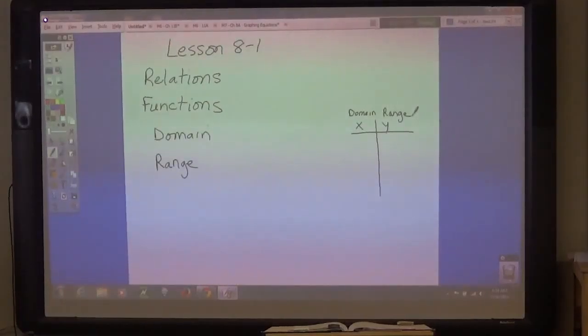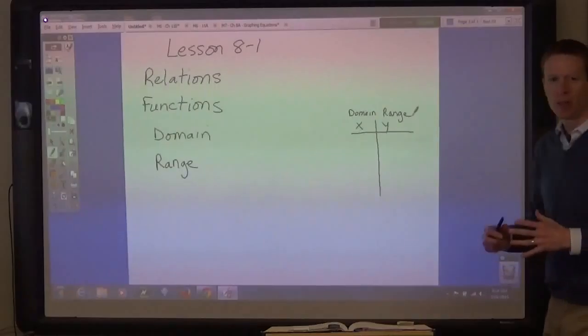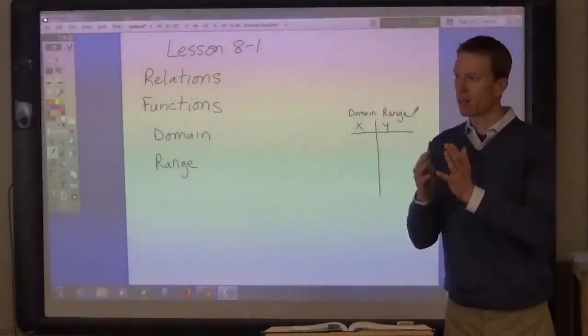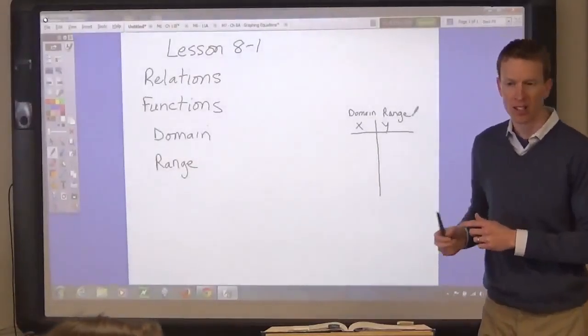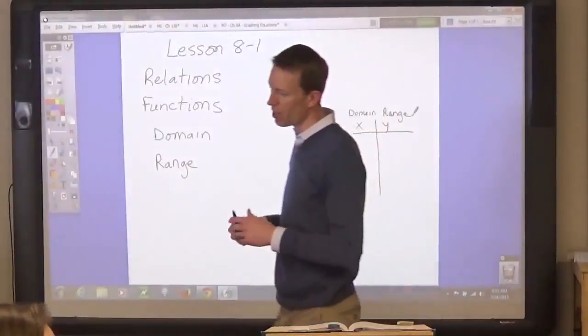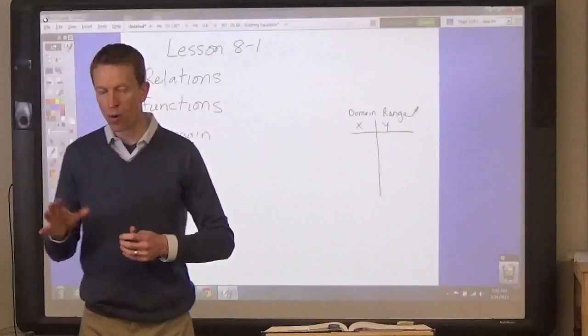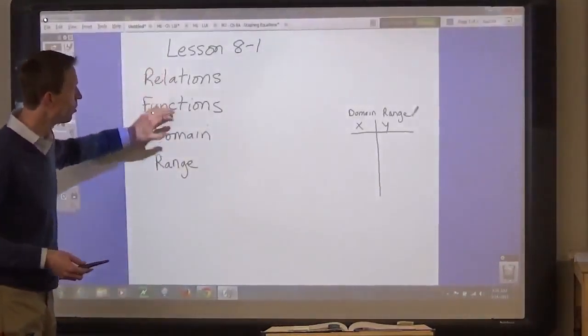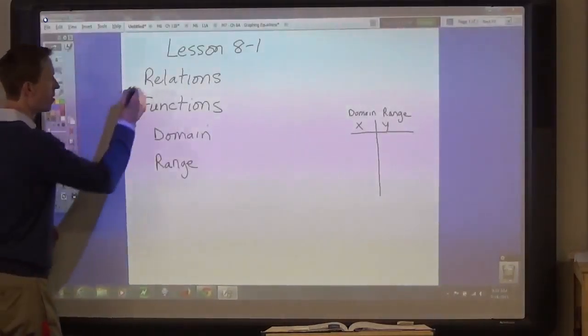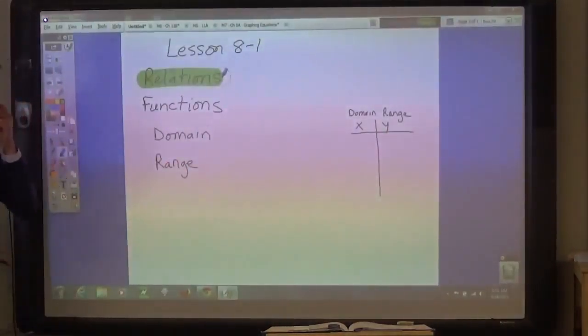Okay, class, we're going to start chapter 8. And chapter 8 is going to be all about graphing linear functions, they're called linear equations. There's going to be quite a bit of vocabulary that you won't be as familiar with in this chapter. All right, starting with these two words, relations. So highlight that in your notes.